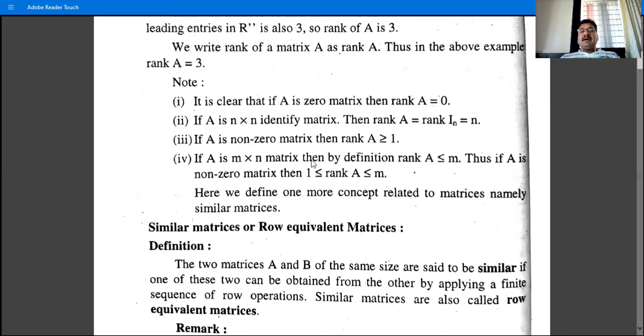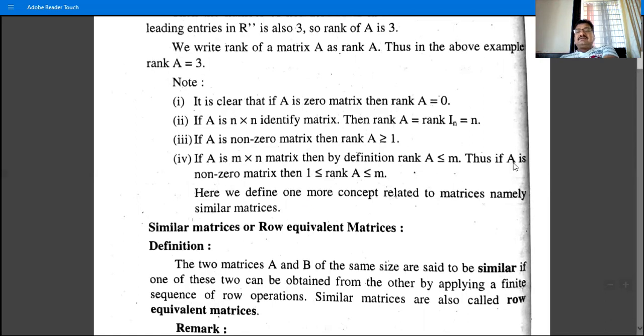So if A is an m by n matrix, then m by n means the order of A is m by n. That is, A contains m rows and n columns. This m denotes the rows and n denotes the columns in that matrix A. And then the rank of the matrix is always less than or equal to m, that is, less than or equal to the number of rows. Obviously, if the matrix contains, suppose, 5 rows, then its rank is either less than or equal to 5, because its echelon form contains how many non-zero rows? Either less than or equal to 5.